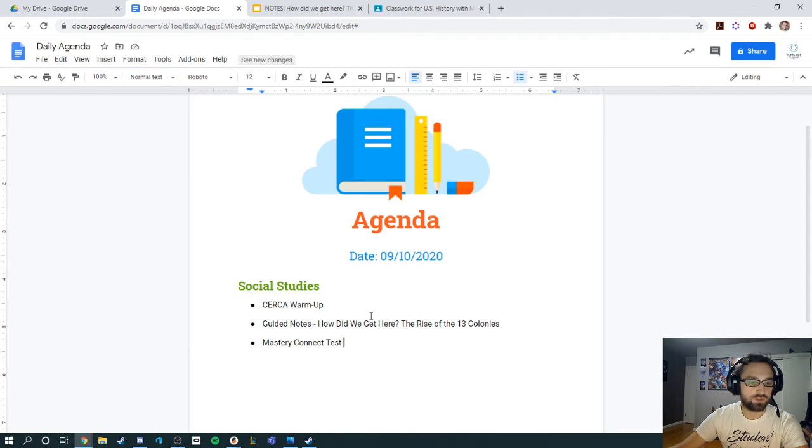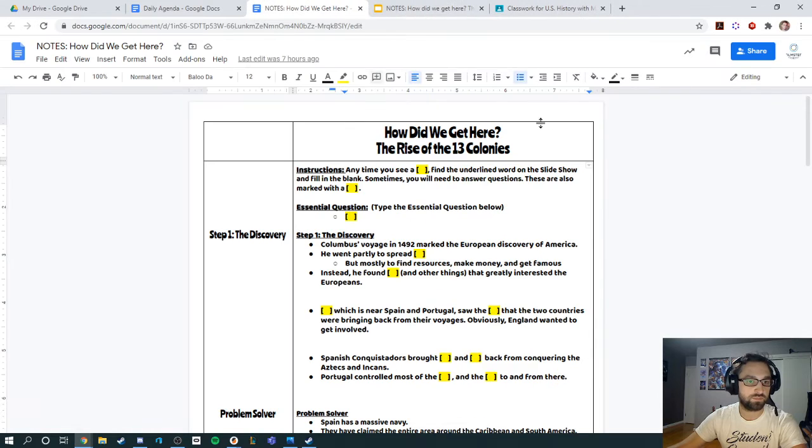Then we are getting into our guided notes. Okay. On Google Classroom, I have these posted. There is a Google Doc, and there is a Google Slides. The slides are for you to go through later if you miss class. If you're in class, we go through the slides together. But at this point, you're going to want to open up the Google Doc, which looks like this. It's titled Notes, How Did We Get Here? Now this is what our guided notes are going to look like.